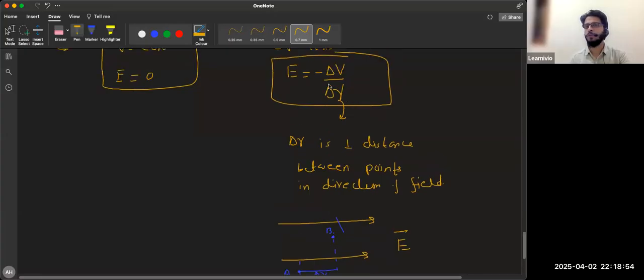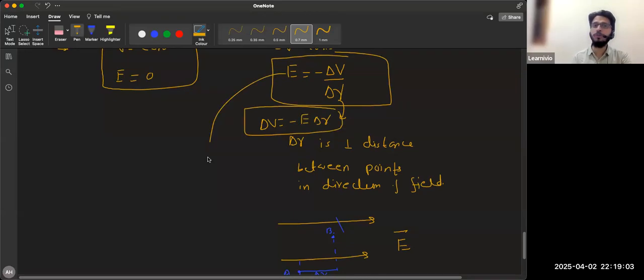So if your delta V is constant, then E is minus of delta V over delta R, or you can write that your delta V is minus of E delta R. There's one more interesting thing. If delta V is constant, then your E is uniform. It's a uniform field.